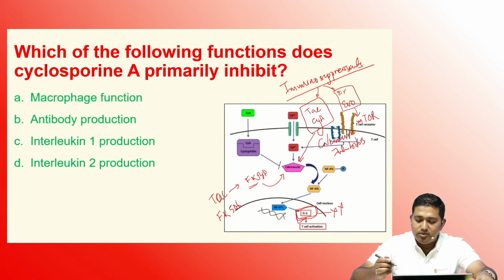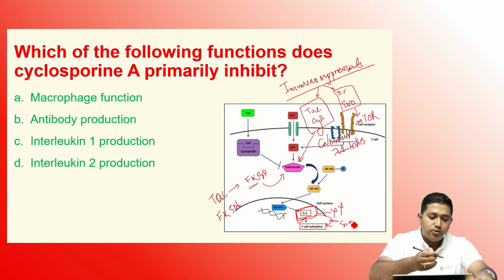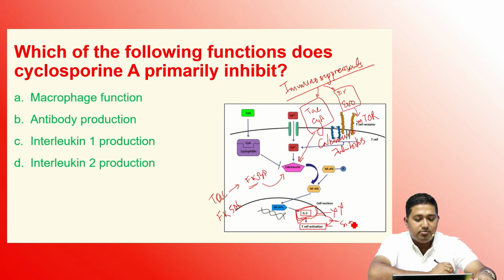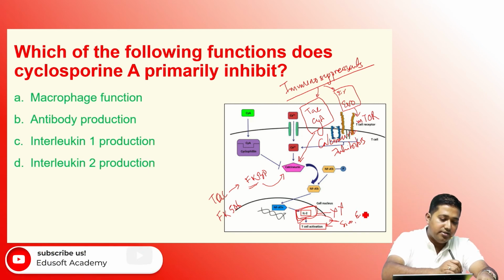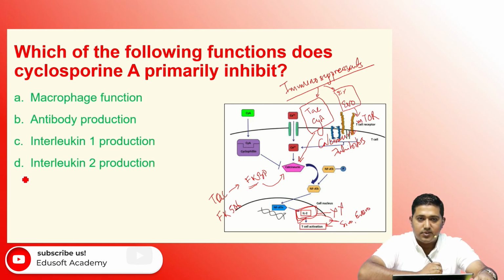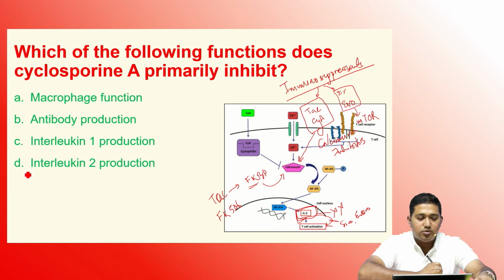Whereas sirolimus and everolimus come into play after the production of interleukin 2, which causes T cell activation. This part is inhibited mainly by sirolimus and everolimus. Okay. So in our question, we have 4 options: macrophage function, antibody production, interleukin 1 production, and interleukin 2 production. And our answer here again would be interleukin 2 production. Okay, I hope we are clear with this question. So let's move towards our next question.